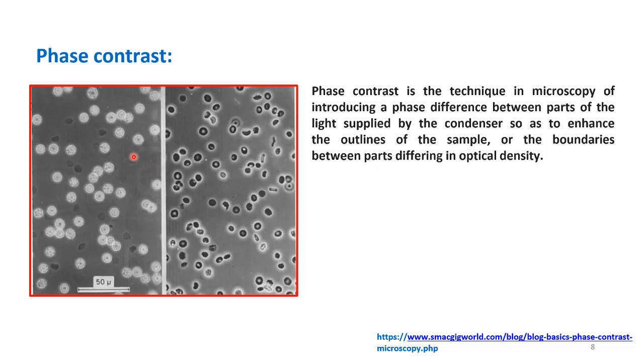Then we have phase contrast. Phase contrast is basically how we are able to look at the small tiny details present in our picture. In the left figure, we cannot see the boundaries very clearly, but in the right one, the boundaries are very clearly distinguished. This is the phase contrast technique, in which we introduce a phase difference between parts of the light supplied by the condenser, to enhance the outlines of the sample or the boundaries between parts differing in optical density. Depending upon the optical density, the parts will look different, like different shades in the grayscale.